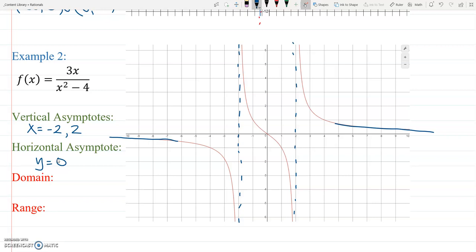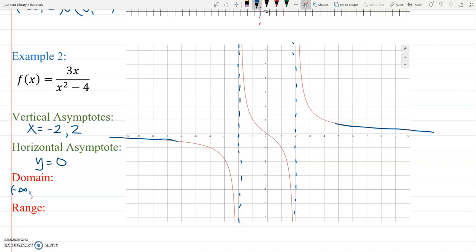All right, domain. Let's start with how far to the left does this go? I hope it's obvious. This is going forever to the left, so that's negative infinity. There's 2 breaks going left to right, though, correct? Because I have 2 vertical asymptotes. So I'm actually going to have 3 parts to my domain. Left part, middle part, right part.